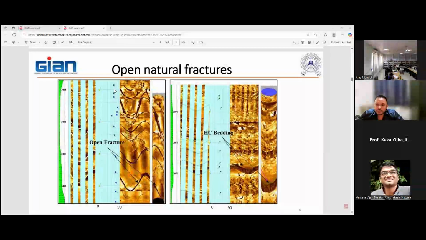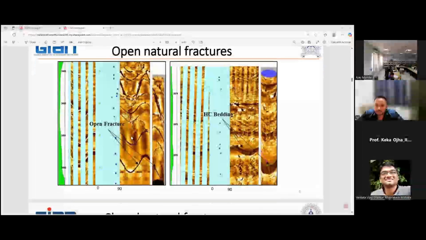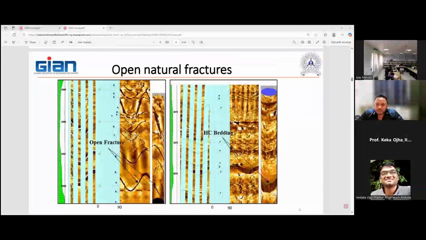So if here it's south, north, west, east, then what is this? It is southeast. Okay, so most of these natural fractures are dipping in the southeast direction. And if you talk about the magnitude of the dip, you can see this scale.